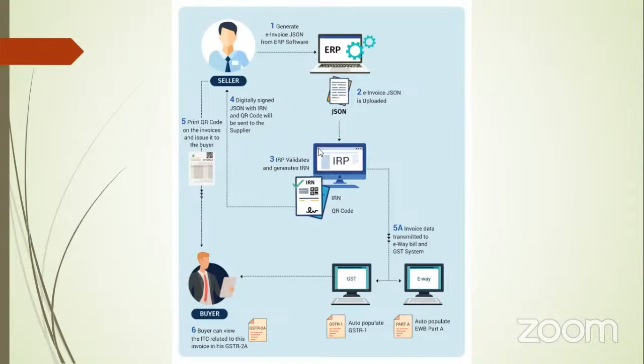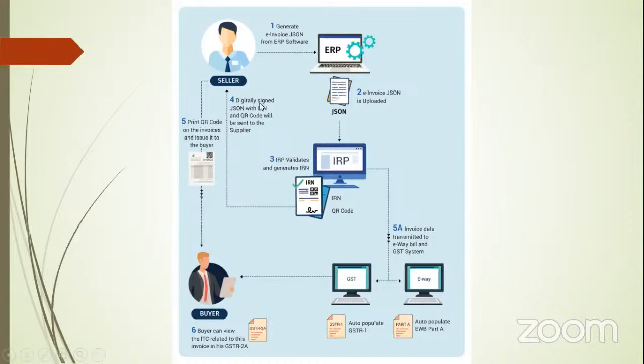So first it will validate that. It will also check for duplication. It will check whether you have generated an e-invoice for the same information before. So if you have generated it already, it will give you an error that this is duplicate IRN. So you will not be able to generate it again, and it checks for various validations. So once it is verified, the e-invoice will be generated, and then the IRP will send back the data.